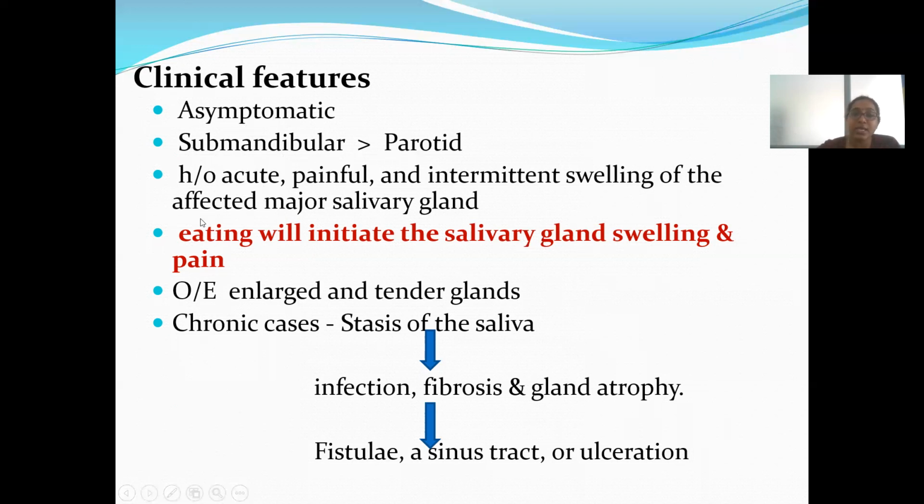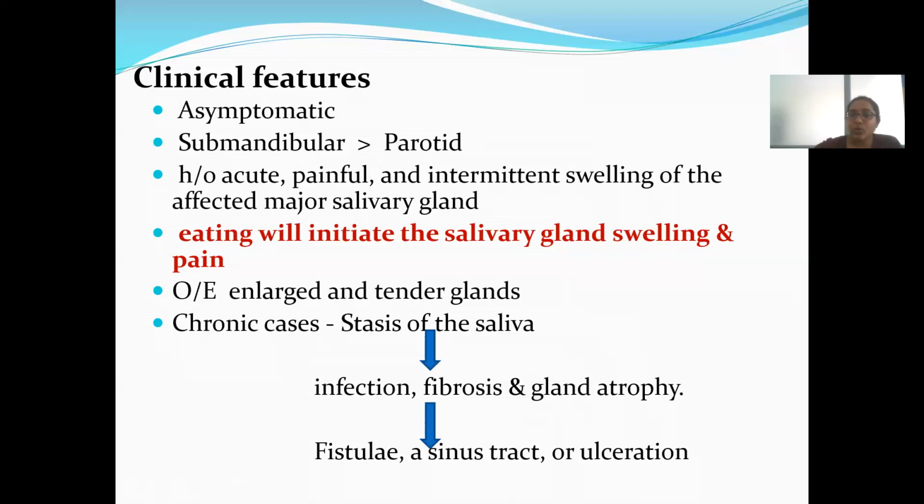Symptoms: there will be a history of acute painful intermittent swelling of the affected major salivary gland. You remember, acute means it is sudden in onset, it is painful. Definitely when there is a block, there will be pain. What do you mean by intermittent swelling? Swelling is not present continuously. At one particular point of time there is a swelling, then gradually the swelling decreases. So what is the reason for that?